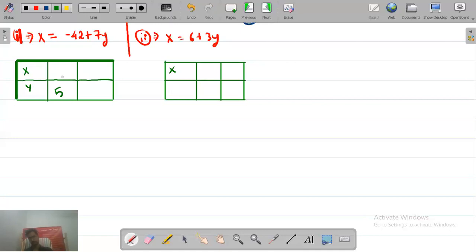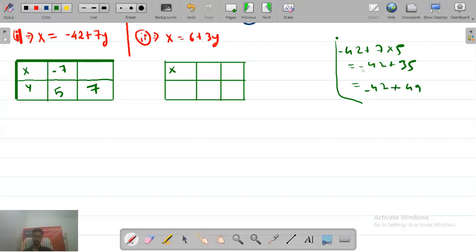Then what will be the value of x? Minus 42 plus 7 into 5. So it will be minus 42 plus 35. So it will be minus 7. Yes or no? And again, suppose y equal to 7, then what will be the value of x here? Then the value of x will be minus 42 plus 49, 7 times 7 is 49, so it will be plus 7.